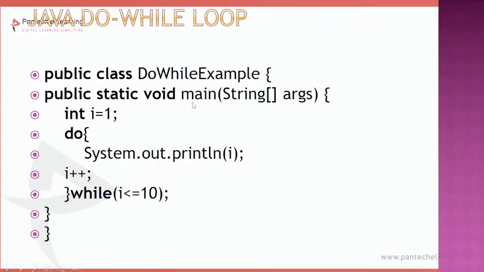And then I am going for a main method, that is public static void main, and the argument is passed as a string array. I am just initializing the i value, say int i equal to 1. And then I am going for a do while loop. There is a keyword called do. Then I am printing the i value each and every time, and then going for the incrementation section, i++. The condition is checked at the end, while i is less than or equal to 10. I am just closing my main method as well as closing my DoWhileExample class.